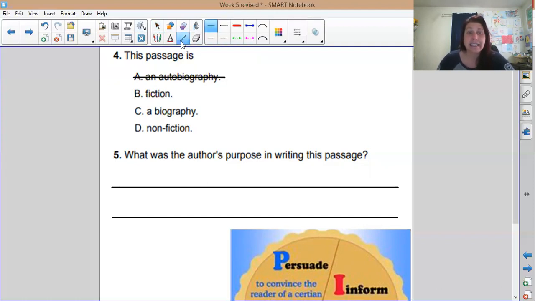Fiction, is it fiction? Is it fake? Were there characters? Was there a story plot with a beginning, middle, and end to it? No. Was it a biography? Was it a book that was written about a person's life, even if it was written by somebody else who knew them? No again.